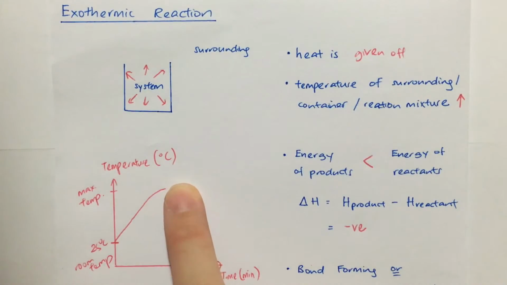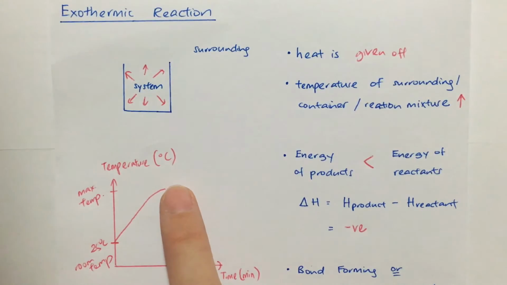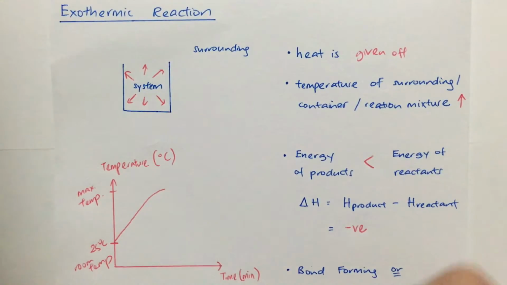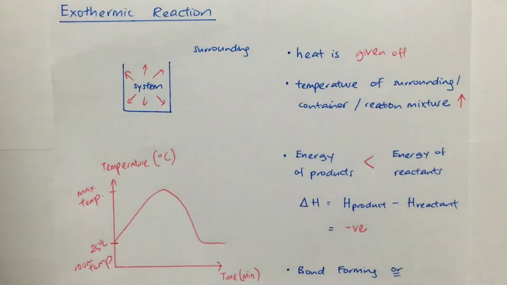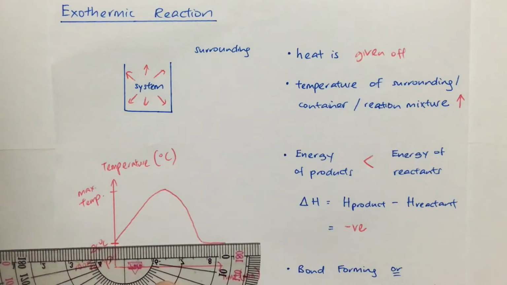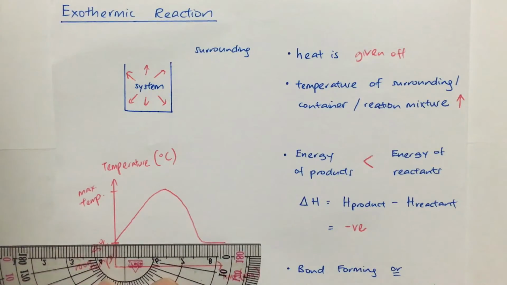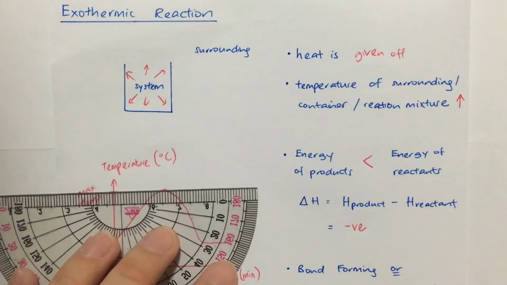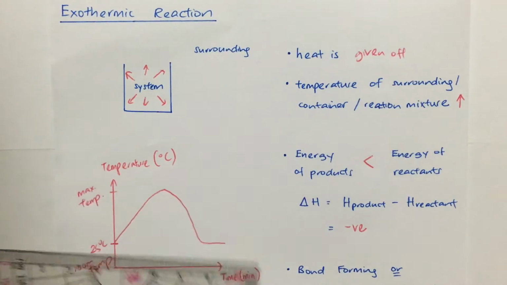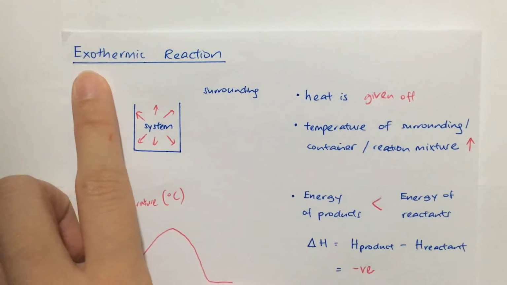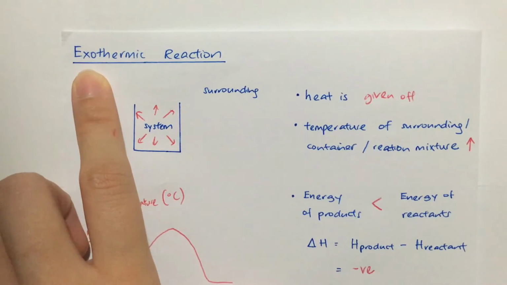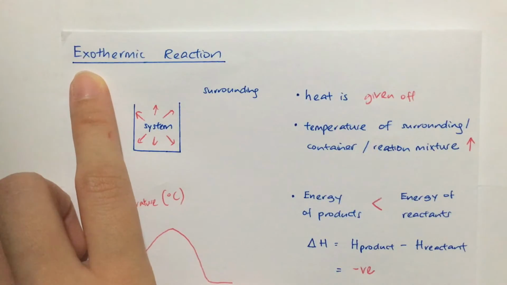Then once the reaction is complete, slowly the temperature of the reaction mixture will start to drop back to room temperature. So you will then draw it down until it hits room temperature again. Ensure that the lines are accurate, and make sure the points are accurate. And how do we remember exothermic reaction? One way is to remember exo sounds like exit, where heat is leaving the system, heat is being given off from the system.